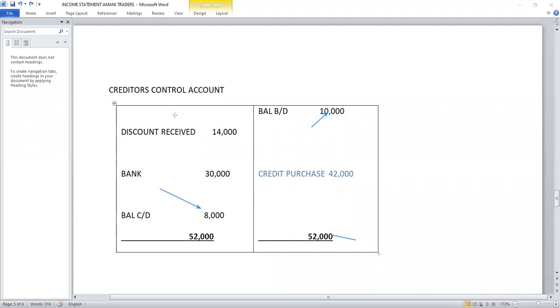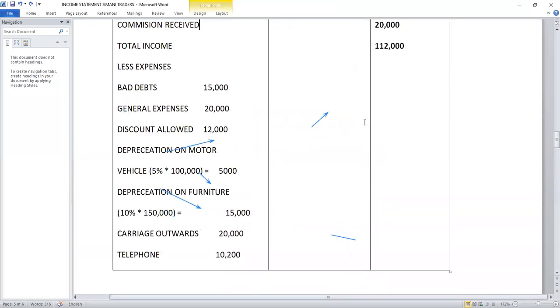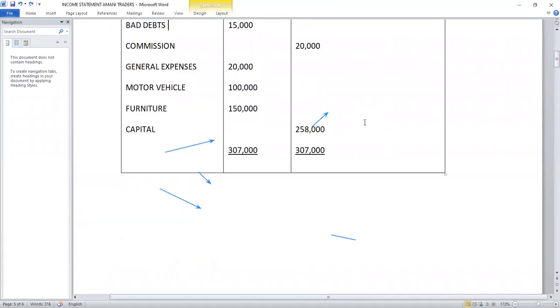Then the discount received is going to reduce. So we are going to have the discount received here, and then the amount given in the question, there was a payment of 30,000. So since it was credited in the bank statement, then you come and debit here. Let me show you where this 30,000 is coming from. So let's go back to the question. You see where that 30,000 is coming from.